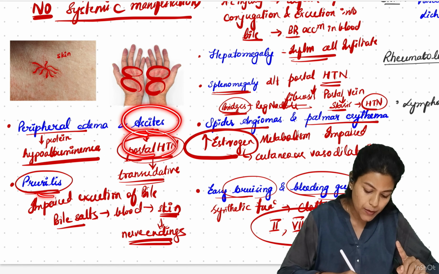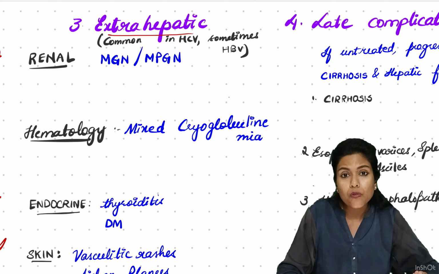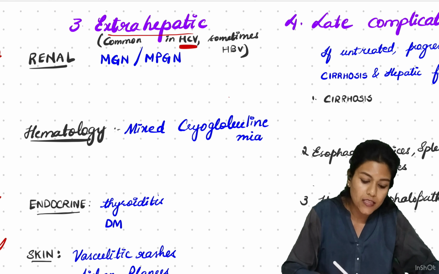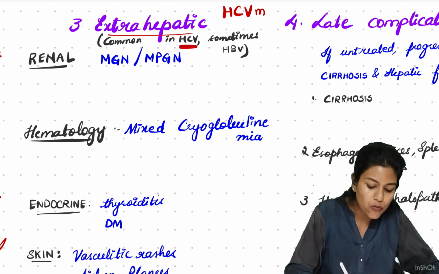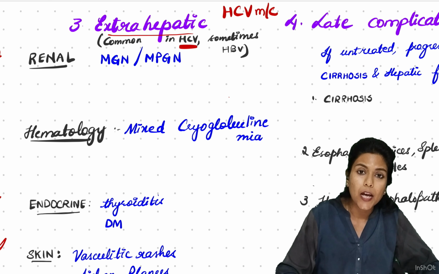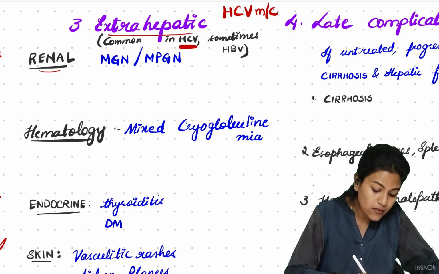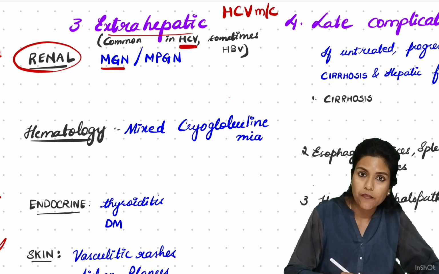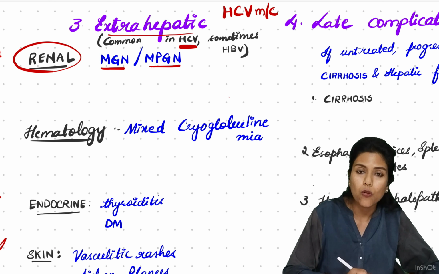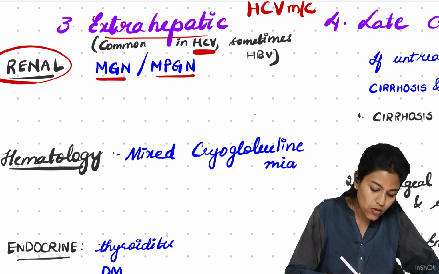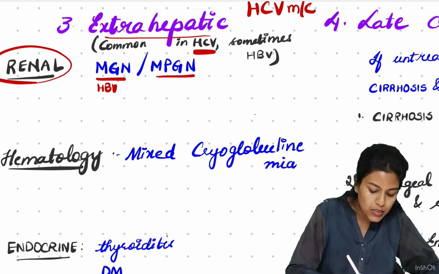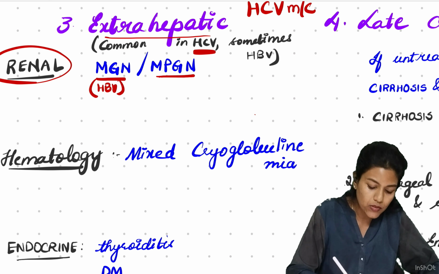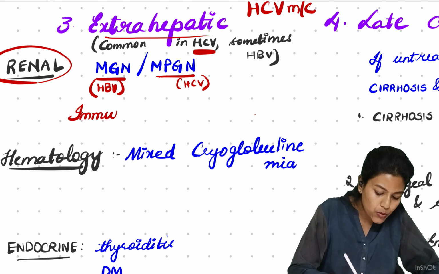Coming to the extrahepatic manifestations of chronic viral hepatitis, the extrahepatic manifestations are most common in hepatitis C virus. HCV is the most common, but it can also occur in hepatitis B virus. So, what are these renal manifestations? The renal manifestations are membranous glomerulonephritis and membranoproliferative glomerulonephritis. Membranous glomerulonephritis is more common with hepatitis B virus, whereas membranoproliferative is more common with hepatitis C virus, and it is because of immune complex.